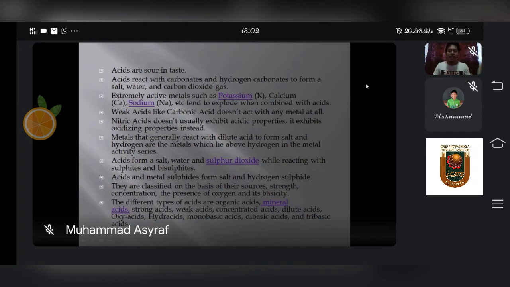They are classified on the basis of their source, strength, concentration, and the presence of oxygen in it basically. The different types of acid are organic acid, mineral acids, strong acid, weak acid, concentrated acid, dilute acid, oxyacid, hydracid, monobasic acid, dibasic acid, and the last is tribasic acid.